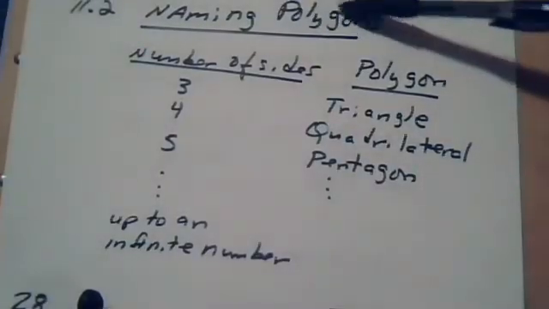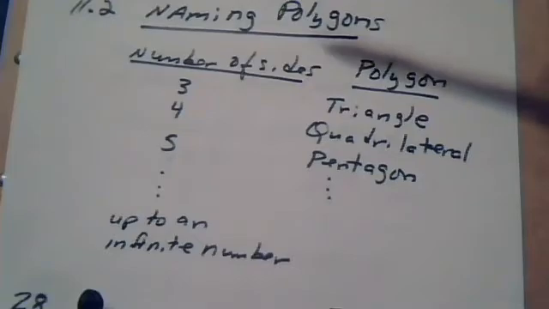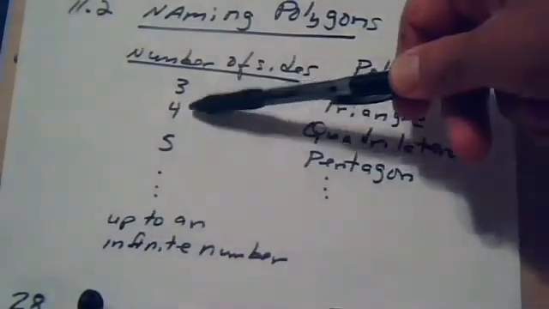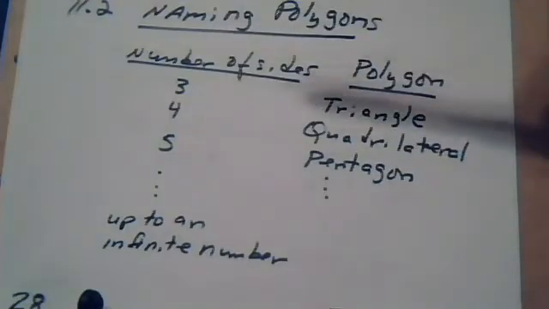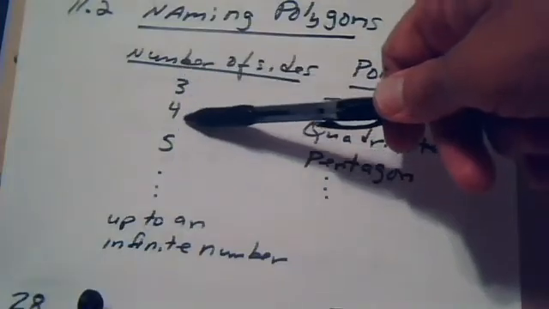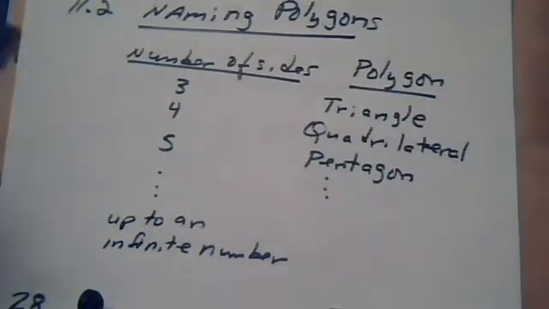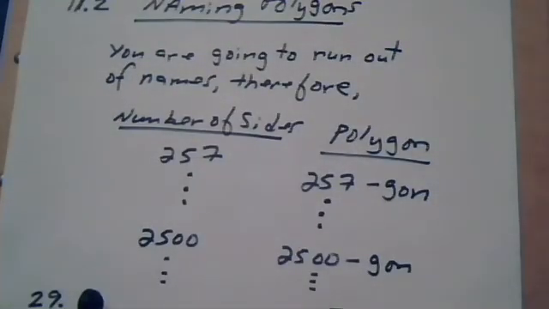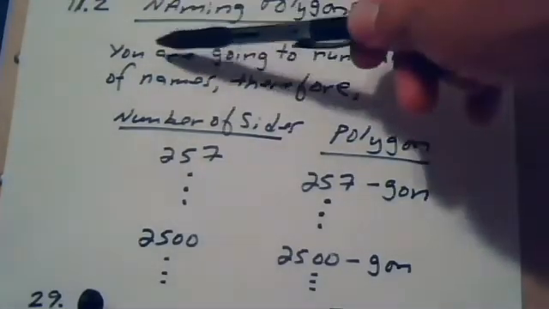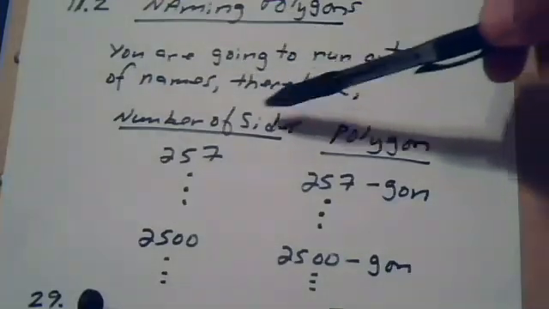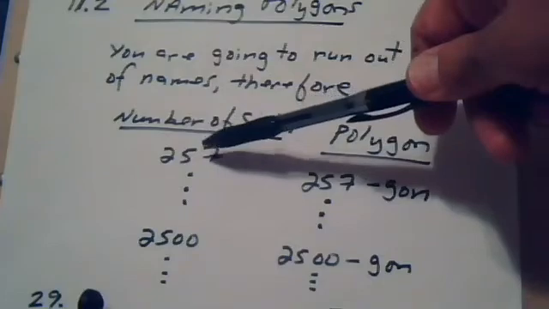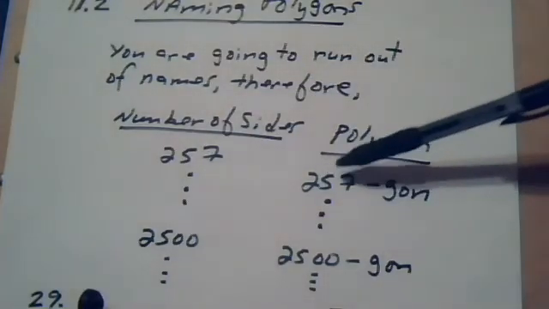Now, when we name polygons, we name them because of the number of angles or sides. So if the polygon has 3 sides, we call it a triangle. If the polygon has 4 sides, we call it a quadrilateral. If it has 5 sides, you call it a pentagon. But notice this is going to go on indefinitely. So what do you call one that has 1,000 sides? Well, we're going to run out of names, so we'd rather do it a different way. Therefore, instead of giving them a name, name them this way. If it has 257 sides, call it a 257-gon.